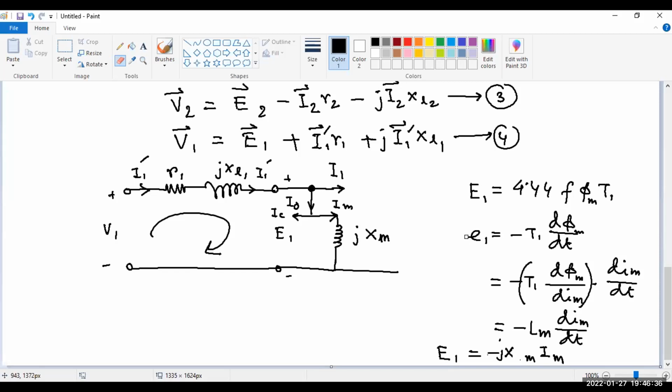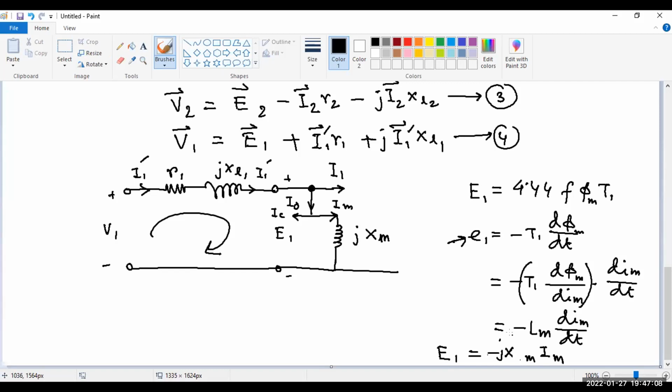Okay. So I think you all know this expression E1 equals to minus N1 d phi dt. Yes, sir. And what is this? Why am I writing this N1 d phi dt? Because I want to represent it in terms of L di dt, not N d phi dt. So N d phi dt and L di dt are similar. Only the representations are different.